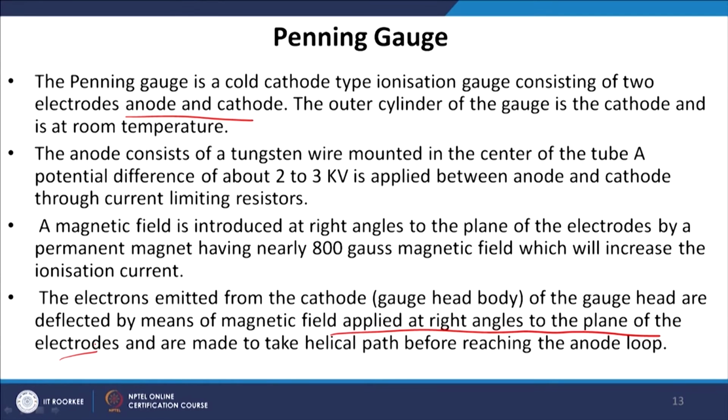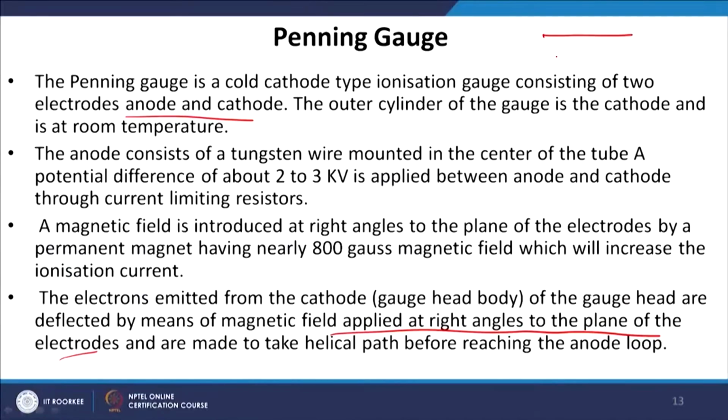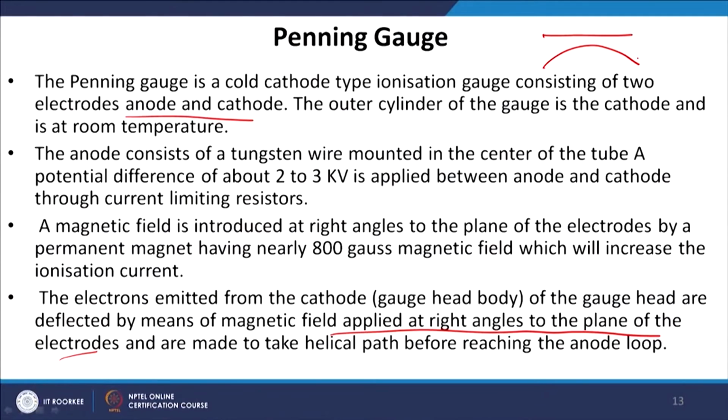So, this is our basic electromagnetic theory. You know that if an electron moves in an electric field, it moves with a constant velocity, but if I apply only a magnetic field, it moves in a circular path. But if I apply both electric and magnetic fields, then it will move in a helical path like this, right. So, that is why it is said here.